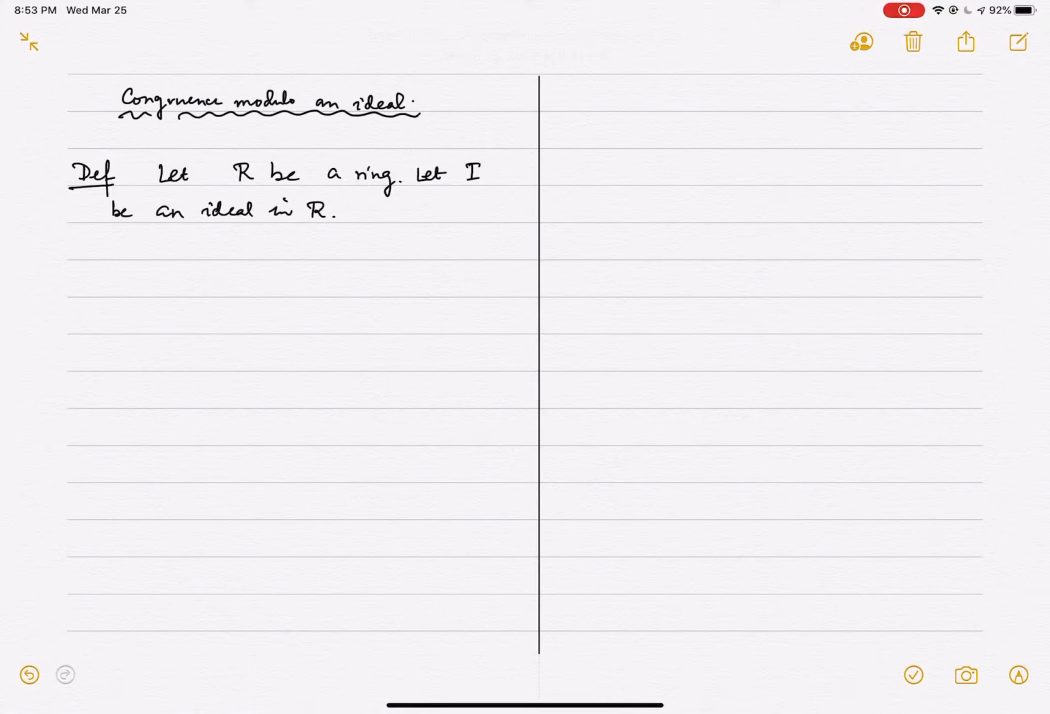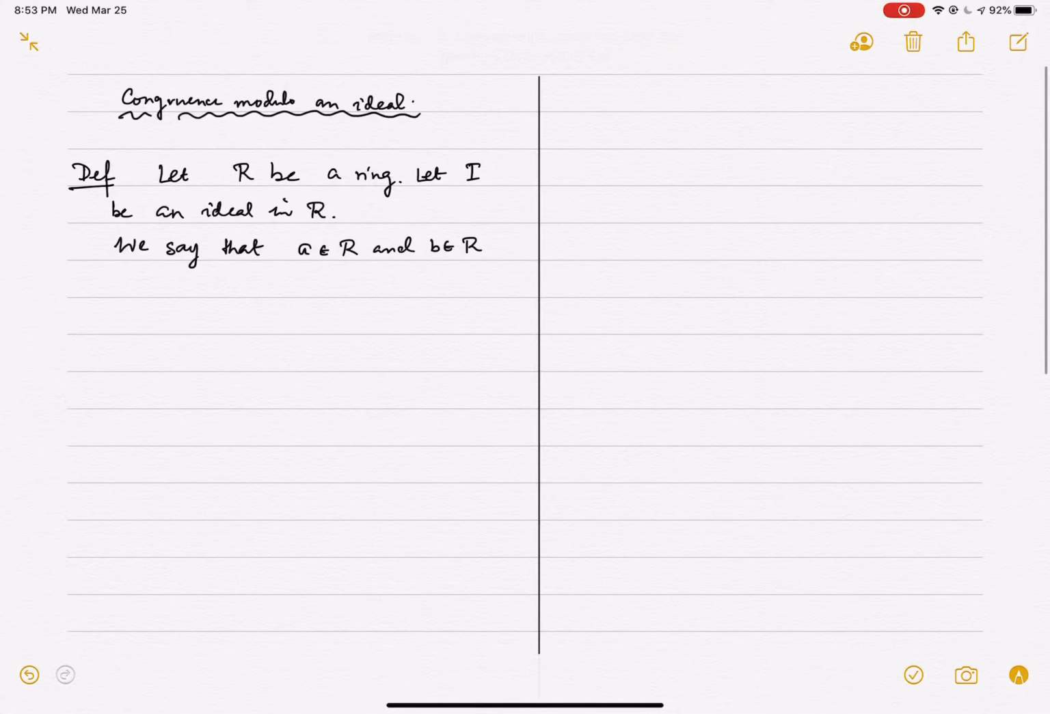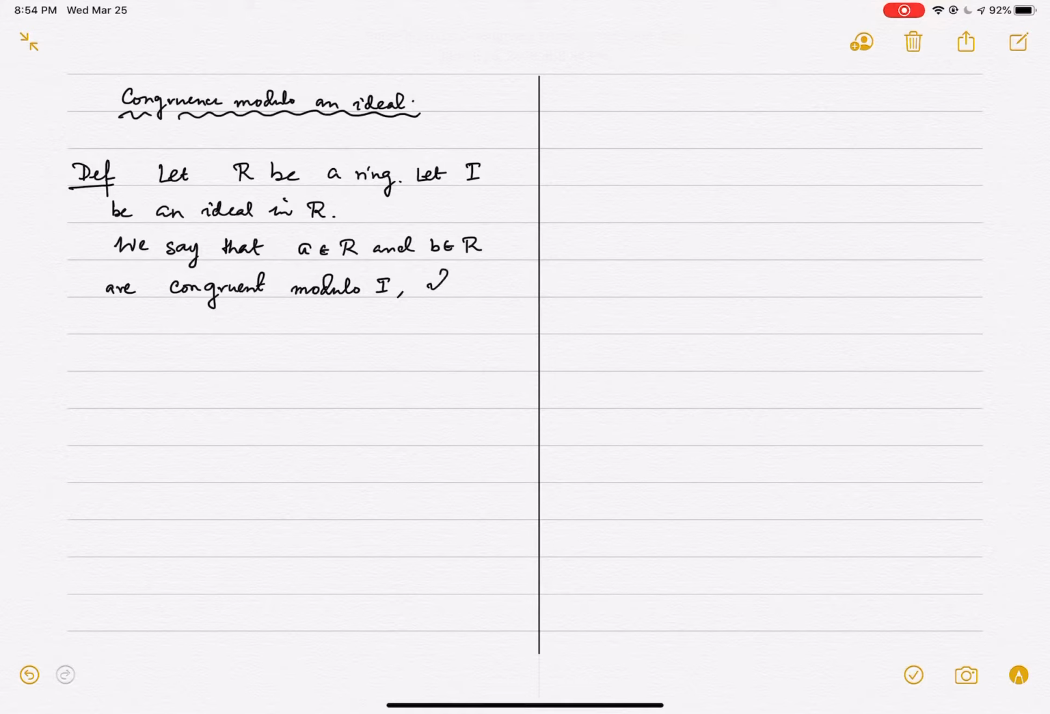So here's the definition. Let R be a ring, I be an ideal. We say that A and B, two elements of the ring, are congruent modulo I if the difference of the two elements simply belongs to I.